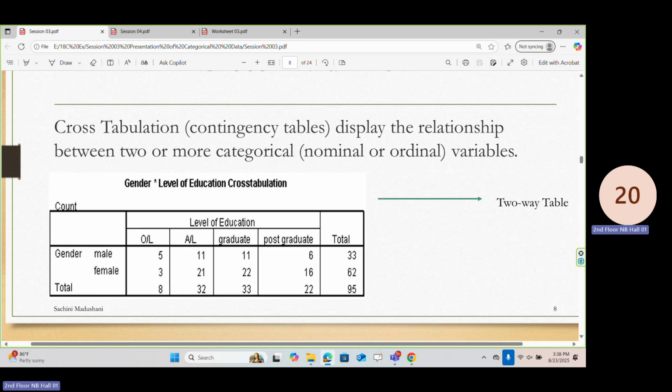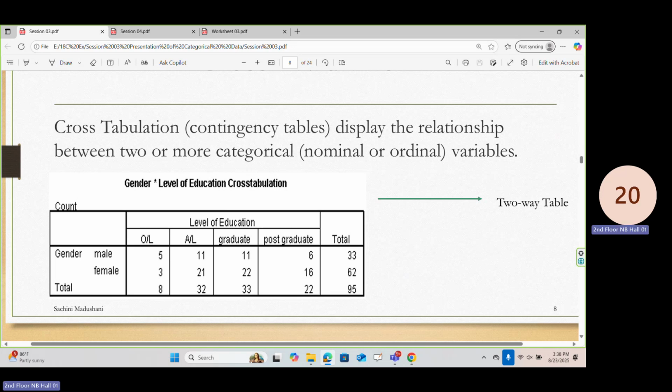Here we should consider both variables. Looking at the 22, the gender category is female and the level of education is graduate. Then how can we interpret this 22? We can say there are 22 female graduates. Clear? Okay, we can say there are 22 female graduates.